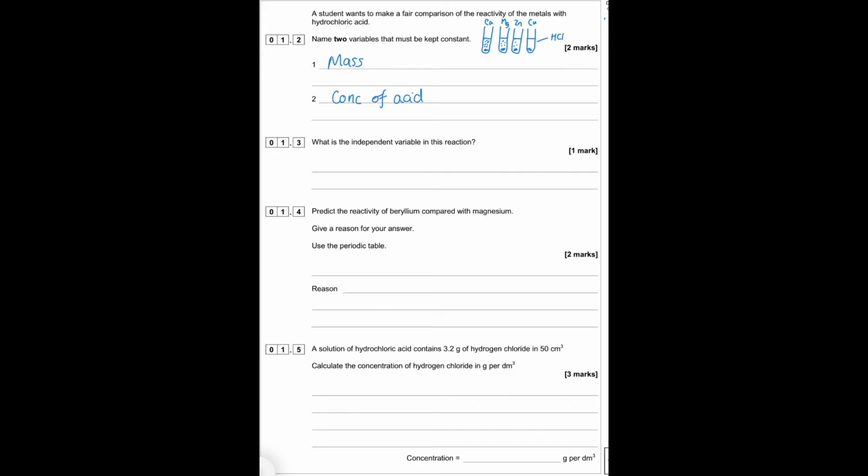Now, for the next question, it says, what is the independent variable for this reaction? That means what is the one thing that we are changing each time? And the one thing that we are changing each time we do the experiment is the type of metal.